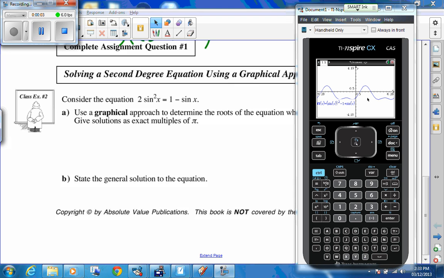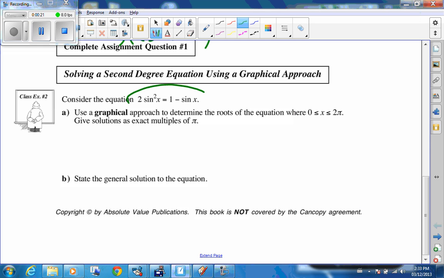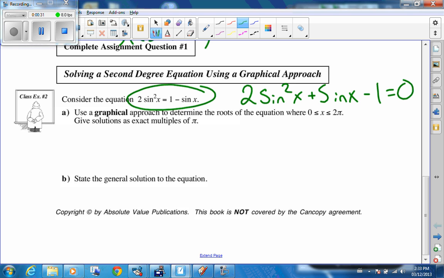Okay, so this second part here, we're solving second degree equations using graphical approaches. We can do these graphically, or we can do them using other techniques, right? We can go graphically, or we can go algebraically. If we graph this thing, anytime we have a quadratic, we pull everything to one side. So this is going to be 2 sine squared x plus sine x minus 1 equals 0. And then we just have to graph this thing and look for when it equals 0.